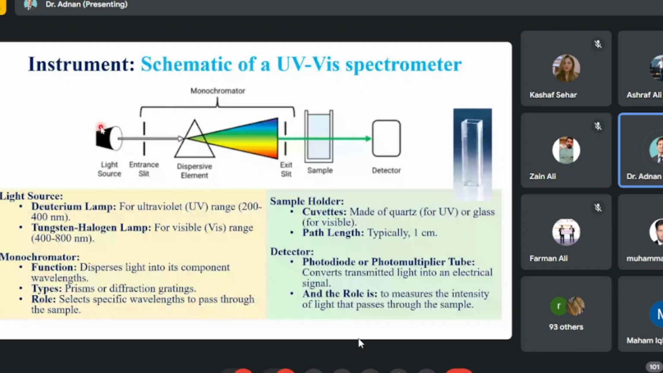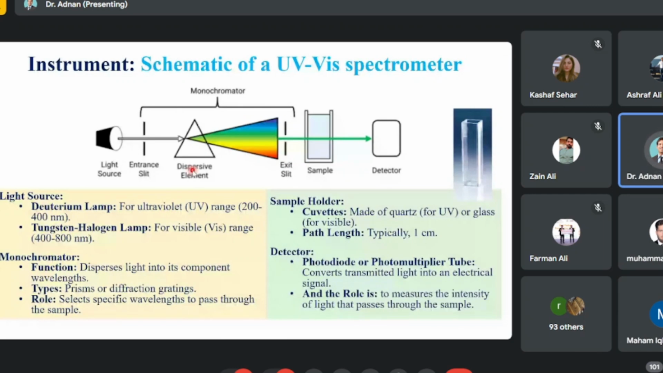is the light source, which can be made of deuterium for UV, and it can be made from tungsten for the visible range, which has a range from 400 to 800 nanometers. And deuterium has a range from 200 to 400 nanometers. That was for UV, and this one was for visible.